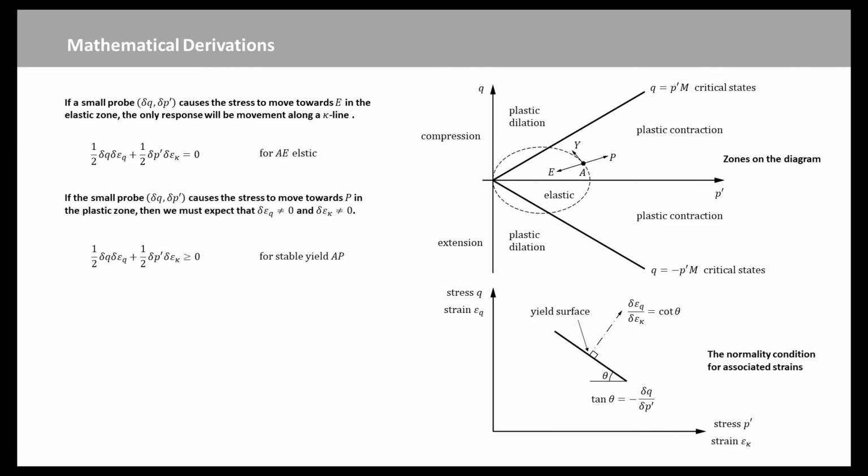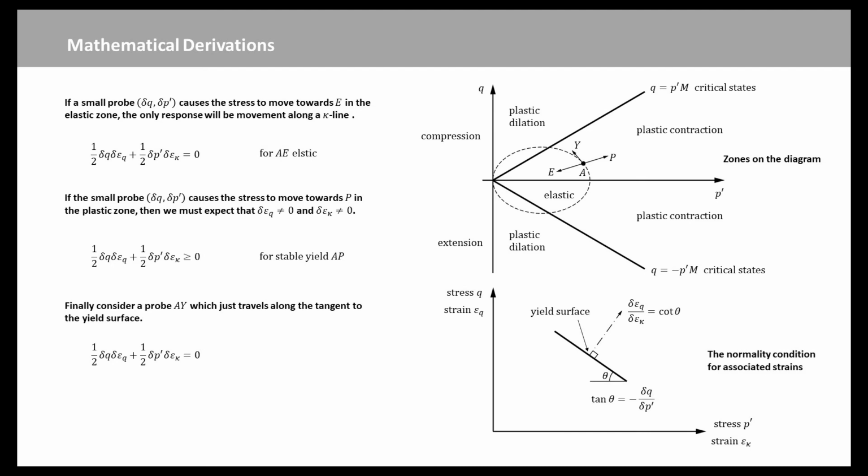If the small probe causes the stress to move towards P in the plastic zone, then we must expect that delta epsilon Q and epsilon kappa are equal to 0. If the probe actually does plastic work on the element, then Drucker described the yield as stable, so that we have this equation. Finally, consider a probe AY which just travels along the tangent to the yield surface.